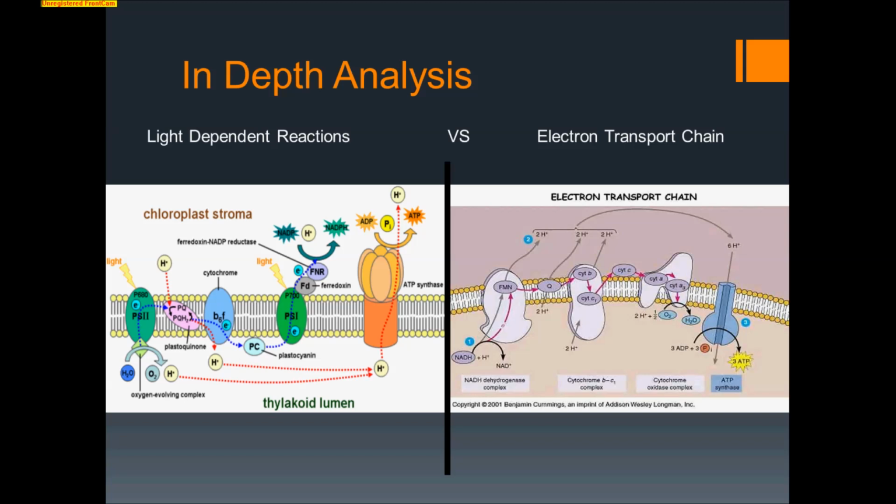The electrons also come from different sources depending on the process. Electrons are contributed from the splitting of the water in the light-dependent reaction, while in cellular respiration, they are obtained from the NADH and the FADH2.